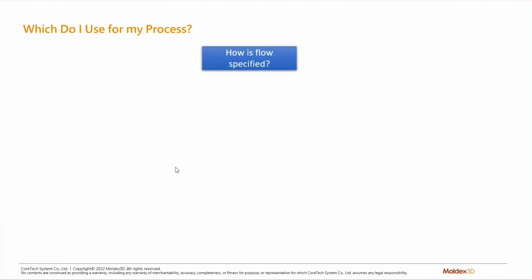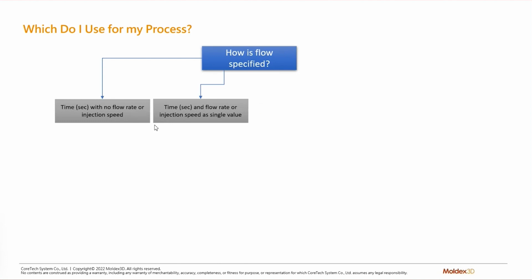All right, so which one do we use? The first question we have to ask ourselves is, how is the flow specified? If the flow is specified with a filling time with no flow rate profile or injection speed, just the filling time, or if the filling time and flow rate are used as a single value. If there's any sort of profiling, then we'll be using the other side, but we're just specifying a filling time or a flow rate using a single injection speed.